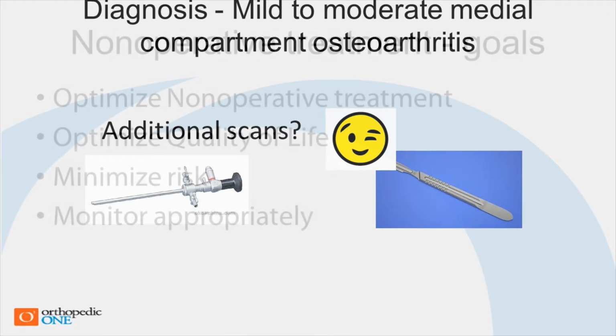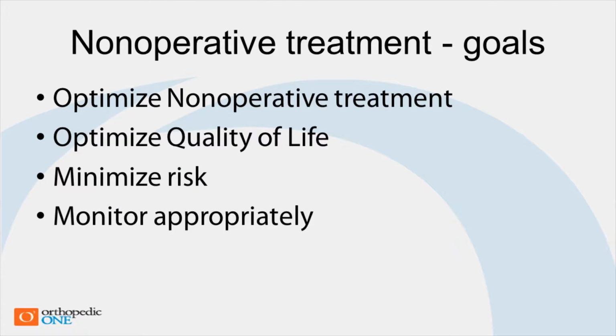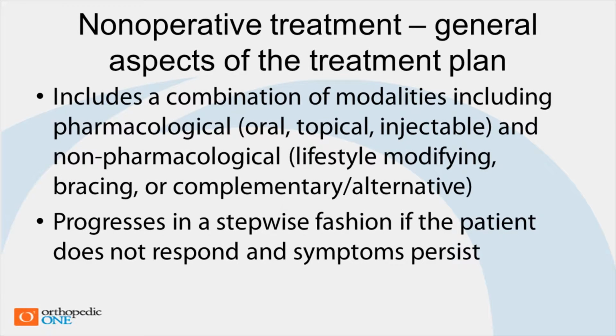So first of all, let's consider the goals of that treatment. We want to optimize the quality of life. We want to minimize the risk to the patient, and we want to monitor the patient appropriately. In general, what we do when we treat osteoarthritis is use a combination of modalities, and those might be pharmacological, which could include oral, topical, or injectable pharmacological material, or non-pharmacological, which is modifying lifestyle, bracing, and various types of alternative medicine, which I'll mention very briefly.